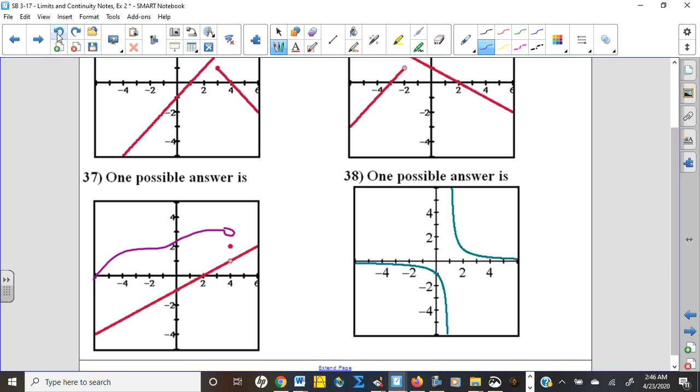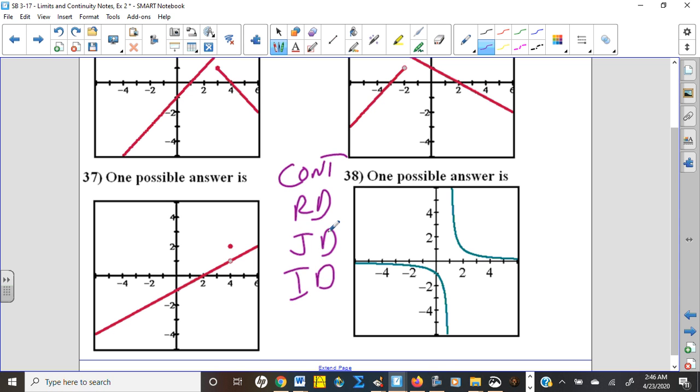You're basically using these clues to determine which of the 4 possible situations could occur. And the 4 situations are continuity, removable discontinuity, jump discontinuity, or infinite discontinuity. Now 38 said that the function is continuous everywhere except for x equals 1. So I know something's happening at x equals 1 here. The function has a non-removable discontinuity there. Well, an infinite discontinuity is certainly an example of a non-removable discontinuity.